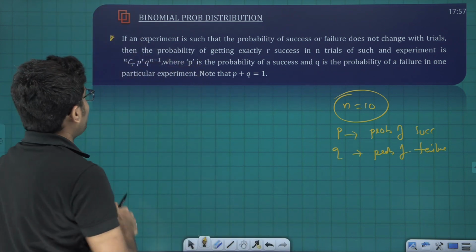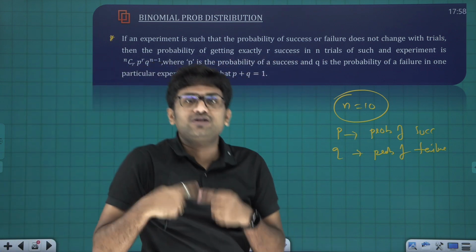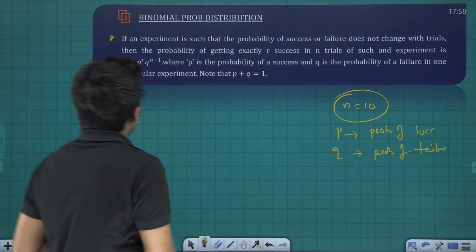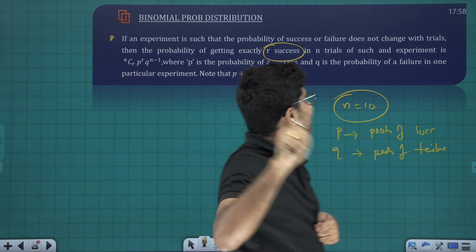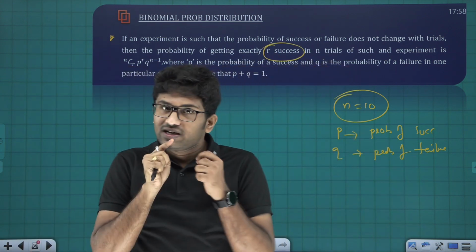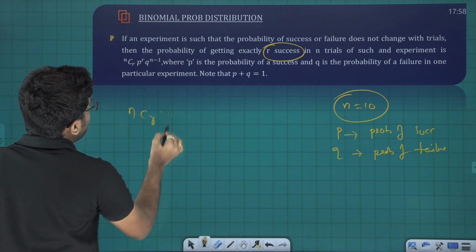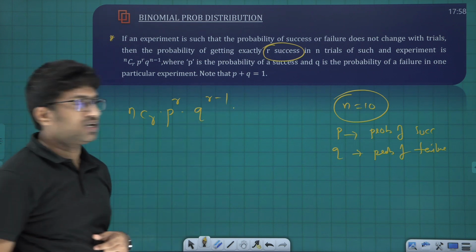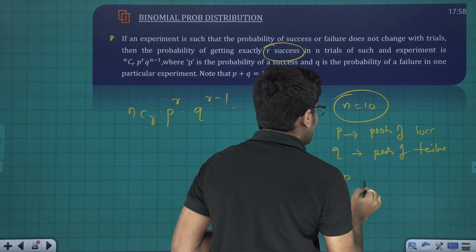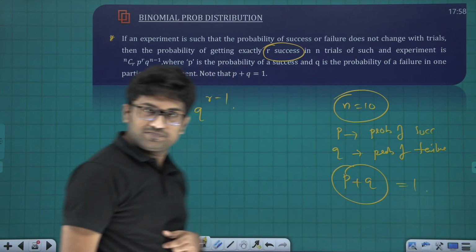So, in such an event, where in an experiment the probability of success or failure does not change with the number of trials, then the probability of getting exactly R successes in n trials of such an experiment is denoted as nCr into P power r into Q power n minus r. This is very important. And the sum of the probabilities of failure and success will always be equal to 1.